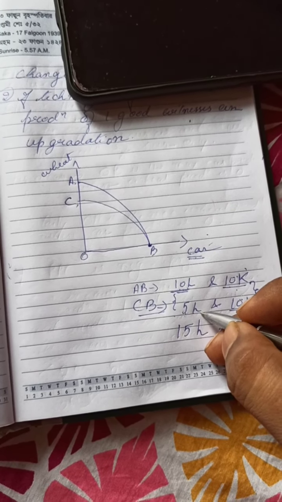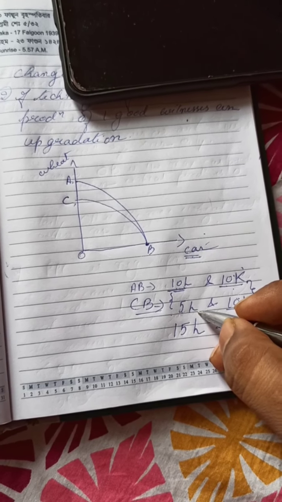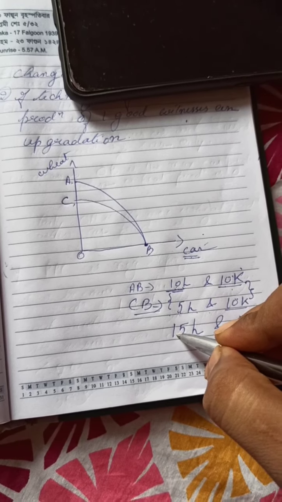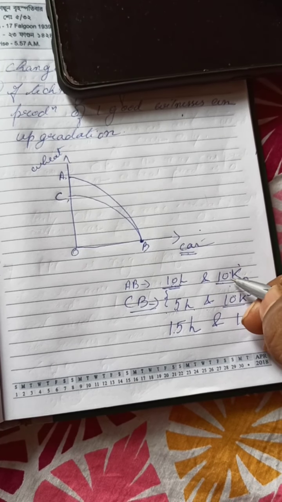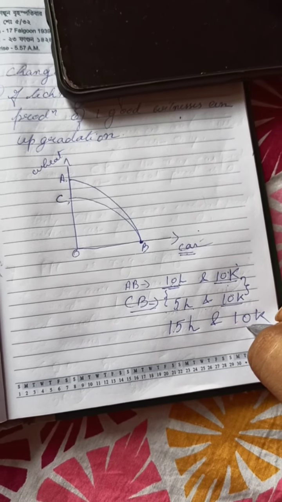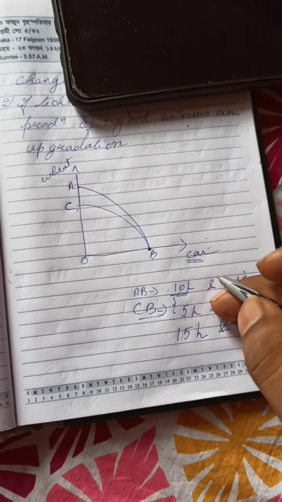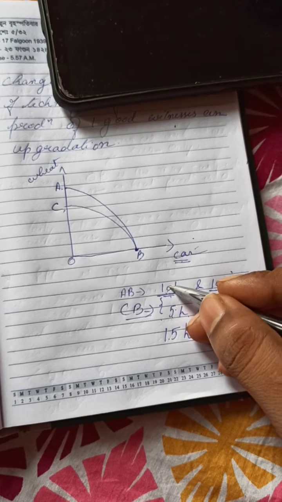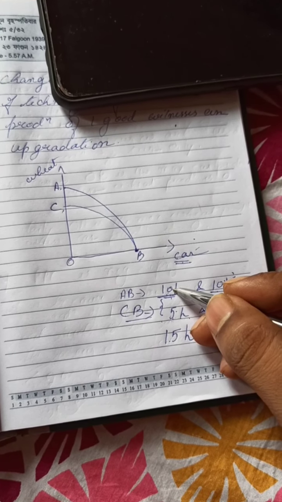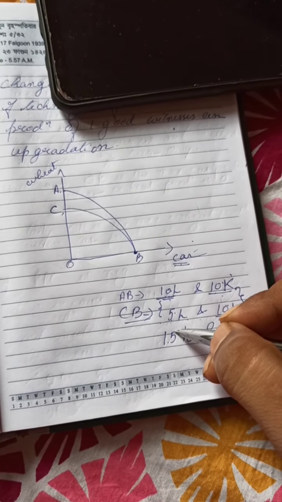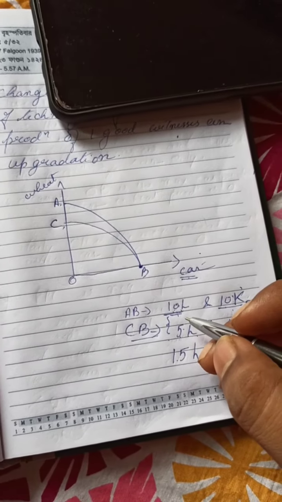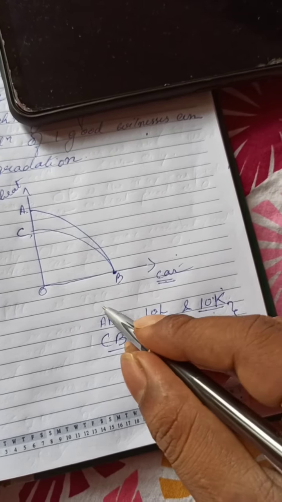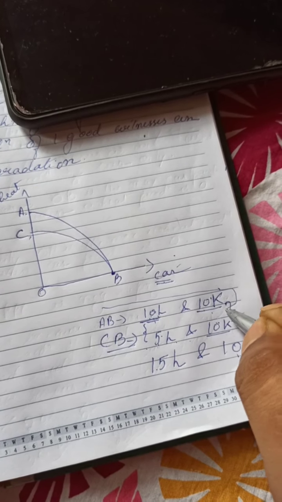If you witness an increment in your labor force, say from 10 laborers you now have 15 laborers, and your capital stock has still remained constant. In the previous case we decreased the labor force. Now in the new case we have increased the labor force by 5. Every time, compare your PPC curve with this data. This is your base data.